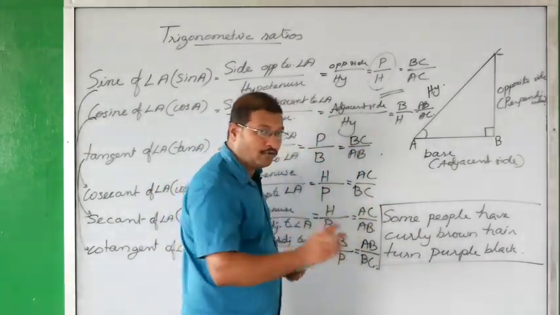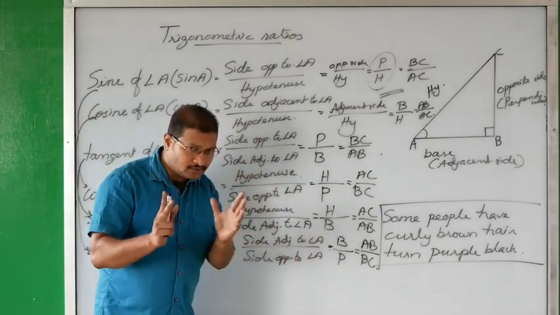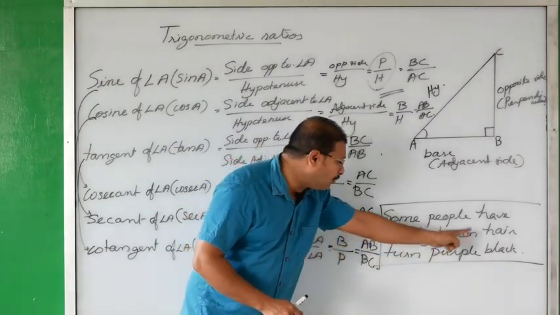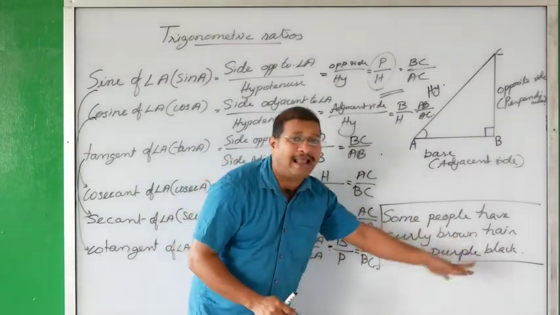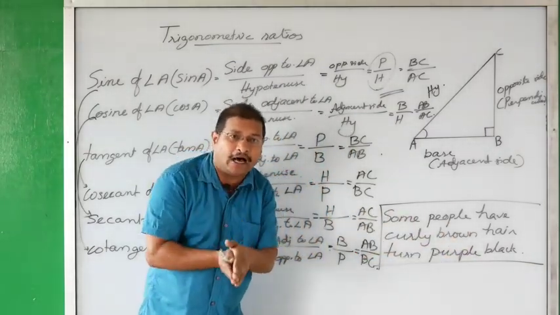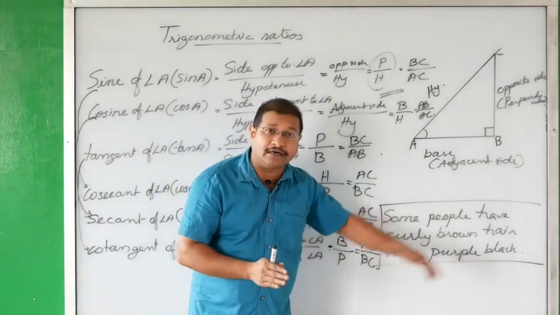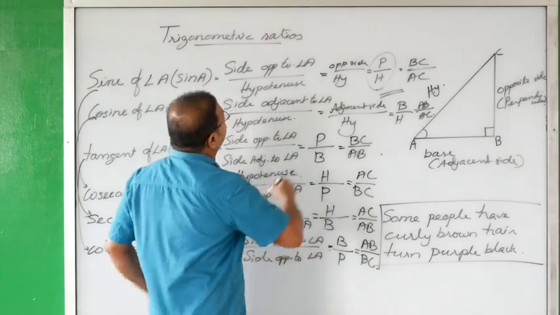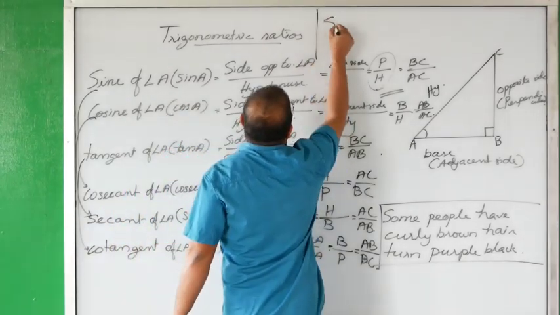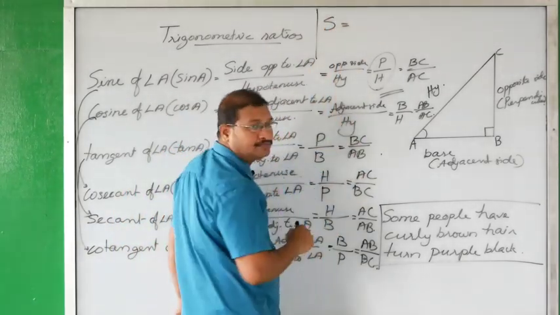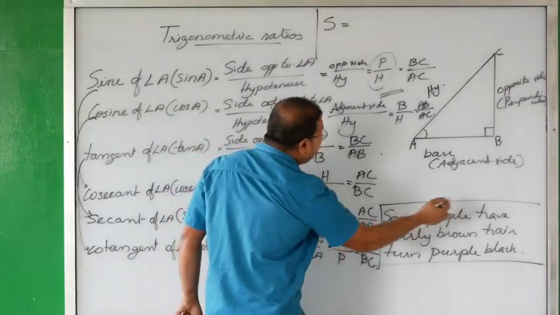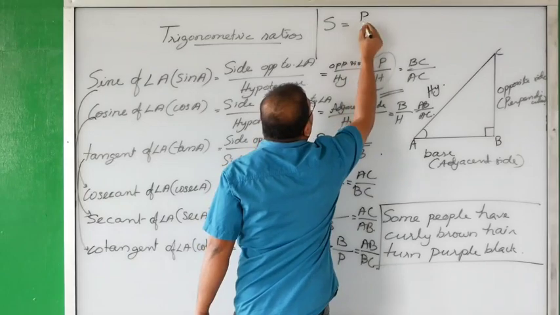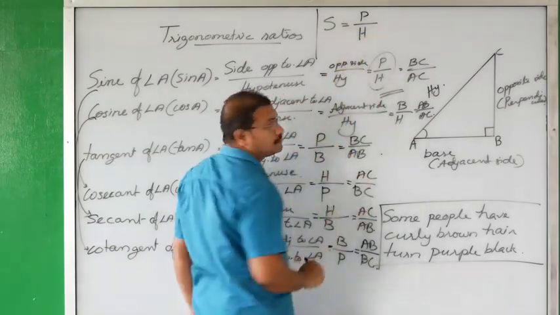Let's see now, one short form, like a trick, you can keep. Some people have curly brown hair turned purple black. See, some people have, I'm keeping the form. Some people have, P by H.